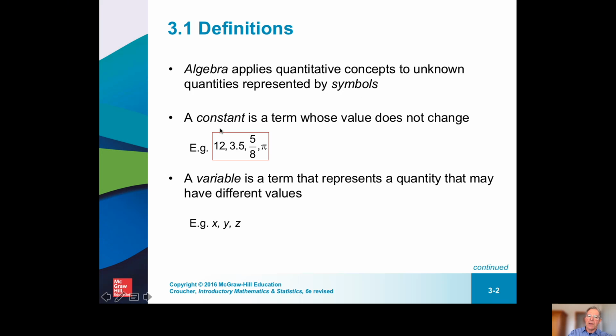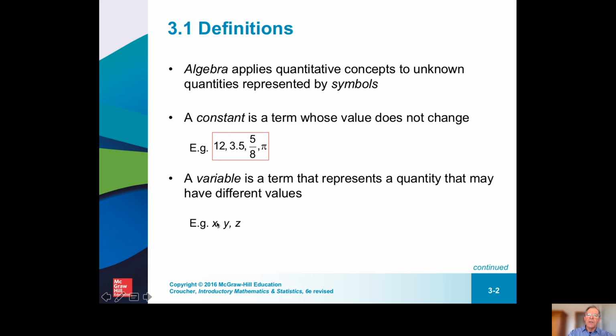So there are certain terms in our expression: 12, 3.5, 5 over 8, or pi. We're going to have a bit of fun with pi today for a few minutes. But each one of these is a constant, and a variable is something unknown. So we'll put an A, B, C, an X, Y, Z, something in there to help us solve problems.